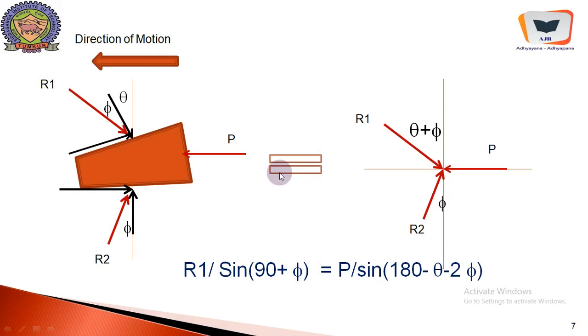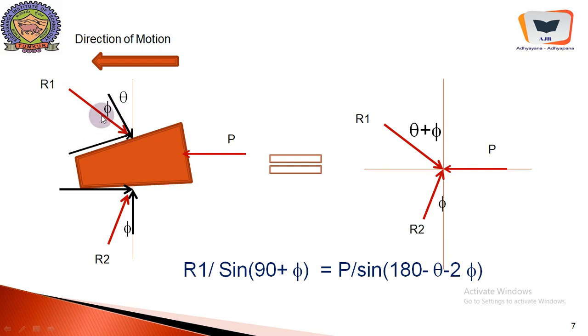When a wedge moves in this fashion, a frictional resistance is developed on this inclined surface, the wedge surface or wedge interface, and exactly this frictional force does the magic. And here is the normal reaction, and this is the resultant of the normal reaction and the frictional resistance.